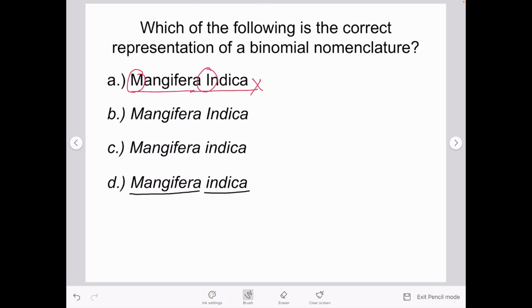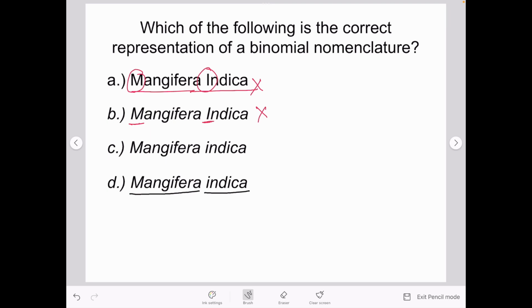Looking at option B, does it have two parts? Yes, it has two parts. Is it in italics? Yes, it is in italics. Is the first letter of the genus a capital letter? Yes. Are the rest of the letters small letters? No. So this is also a wrong answer.